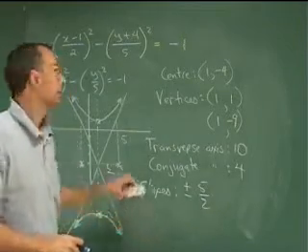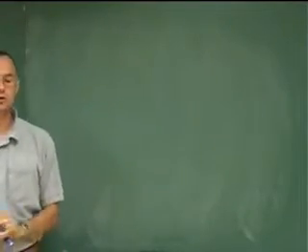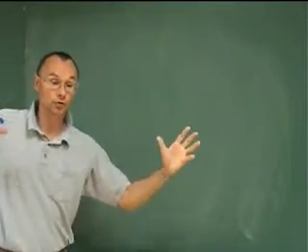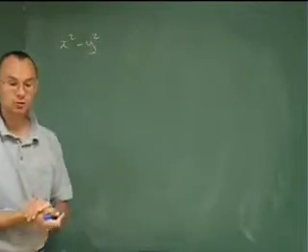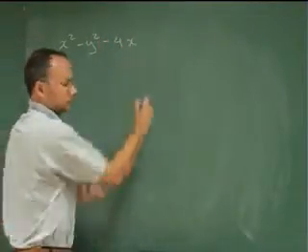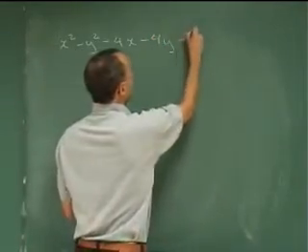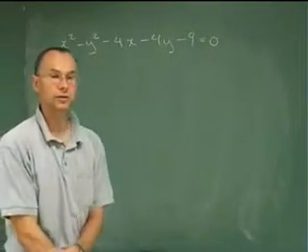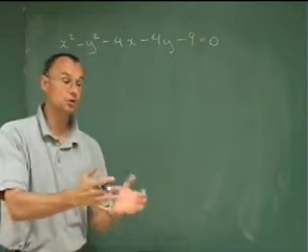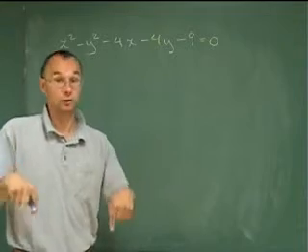Okay, moving right along to the next example. Now the next one is not going to be presented to you in standard form. So what are you going to do if you've got a general form equation, something like this? So x squared minus y squared minus 4x minus 4y minus 9 equals 0. What are we going to do with that? Well, we have to do what we did with the circles and ellipses, and that is complete the squares and group things together and get it basically to standard form.